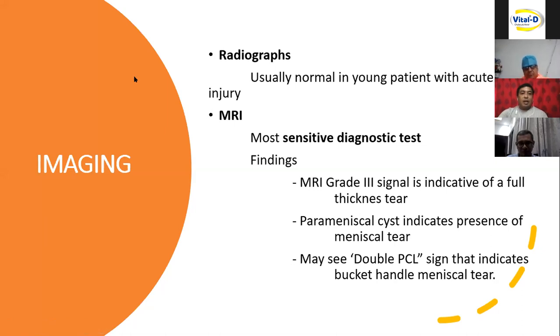Radiographs are usually not helpful. MRI is the most sensitive diagnostic test. MRI grade 3 signal is indicative of a full thickness tear, and a perimeniscal cyst indicates the presence of a meniscal tear. When we get the double PCL sign, then we can be sure about a bucket handle meniscus tear.